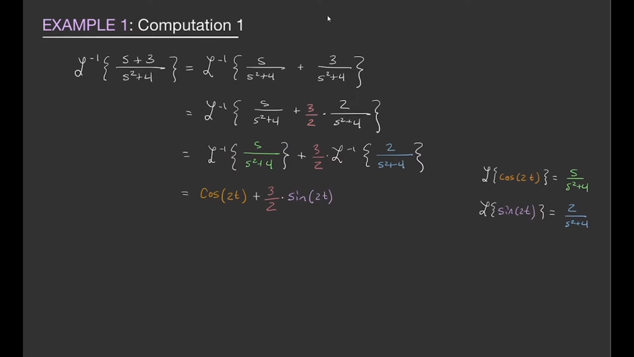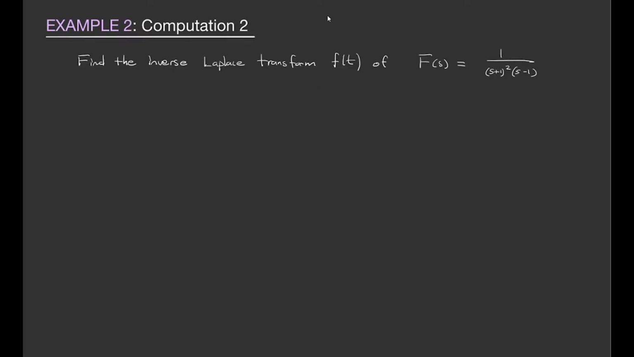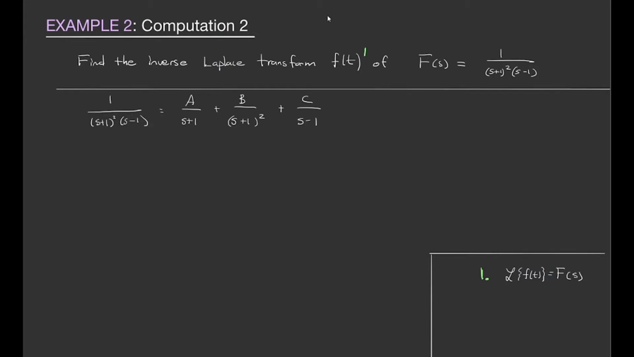Let's look at another computation. Suppose we want to find the inverse Laplace transform of f of t, and we'll call that capital F of s. That F of s in this case is equal to 1 over (s plus 1) squared times (s minus 1). Now a caveat here, of course, is that the Laplace transform of lowercase f of t we're taking to be uppercase F of s. With that, we'll rewrite F of s using partial fraction decomposition to write it like so.